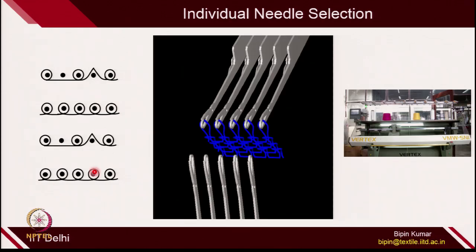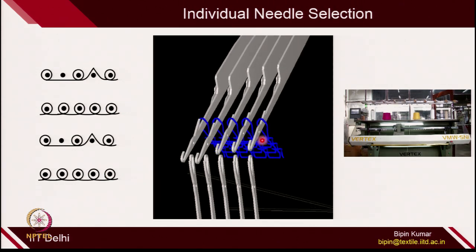For example, here you can see the first course is making all loops on the bed. In the second course the first needle is making loop, the second float, third loop, fourth tuck, fifth again loop. In the third course all needles are making loops, and in the fifth course one needle loop, one float, loop, tuck and loop. So on the same bed in the same course all stitches are possible. This is only possible because of individual needle selection.